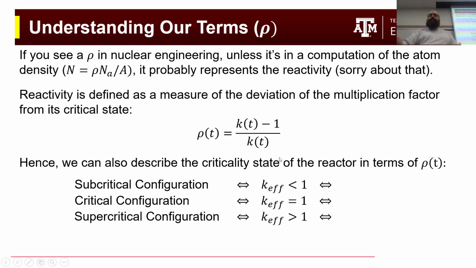By definition, the reactivity is a measure of how far you're deviating from a critical configuration. So we can talk about our criticality conditions in terms of the reactivity instead of the multiplication factor. If we were critical, that means k equals 1. So if I put a 1 here, then I'm going to have 1 minus 1, which would be 0. So a critical configuration corresponds to a reactivity of 0.